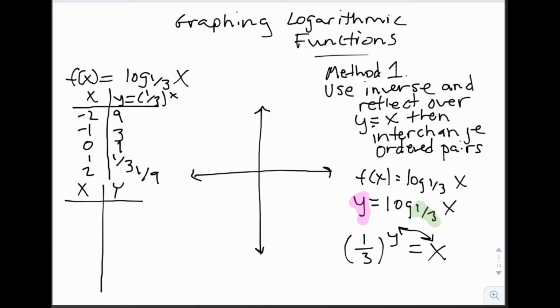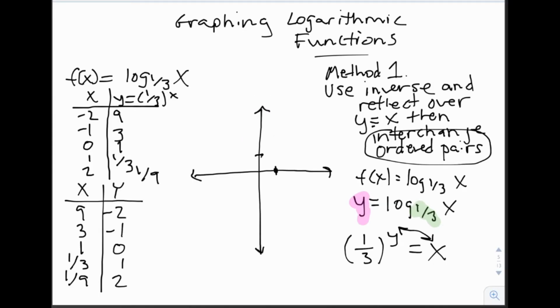So next we need to interchange our ordered pairs here. Interchanging our ordered pairs, all we're going to do is switch x and y. So this now becomes (9, -2), (3, -1), (1, 0), (1/3, 1), and finally (1/9, 2). So we can figure out what this graph is going to look like. Now we have a point of (1, 0). We have a point of (1/3, 1), so that will approximately be right here.